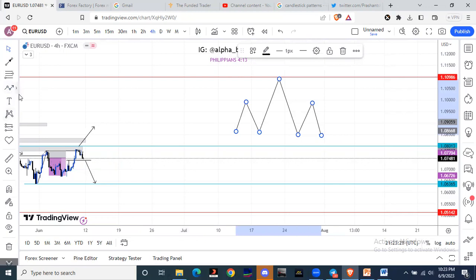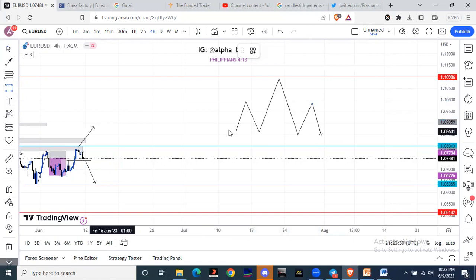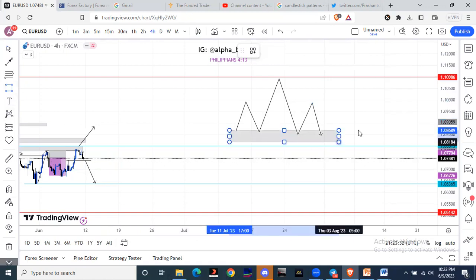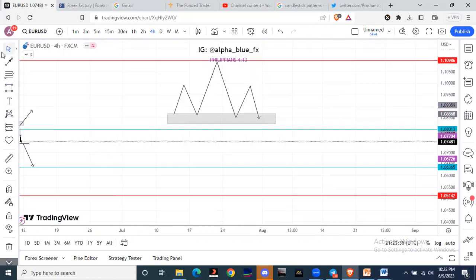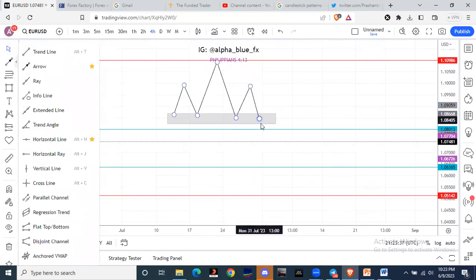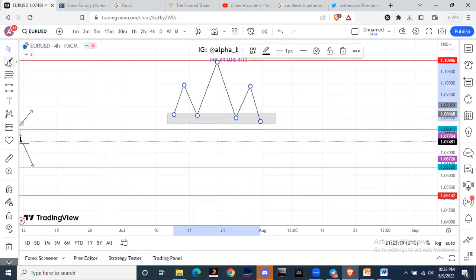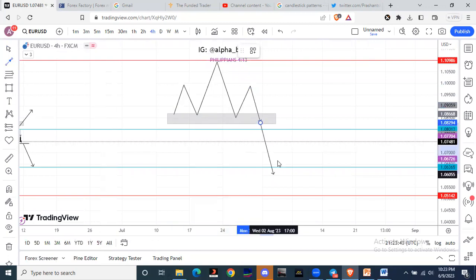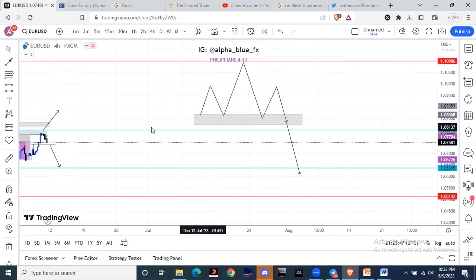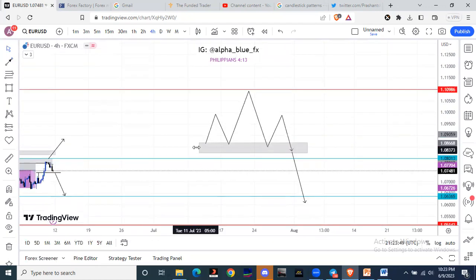Let me draw the horizontal level. So this is the horizontal level that price is doing this on. So you're likely going to see price break to the downside like this. So do you understand this pattern? Yes, I do. Yeah, so this is a head and a shoulder pattern.